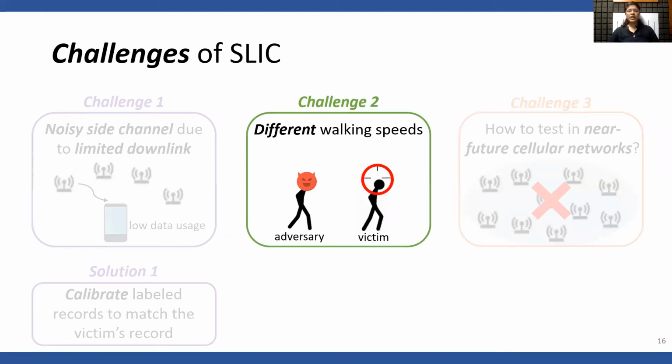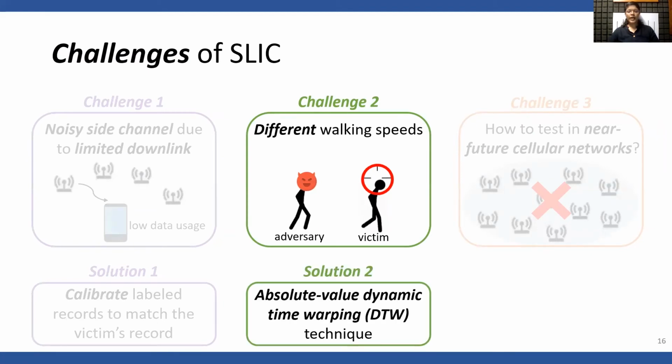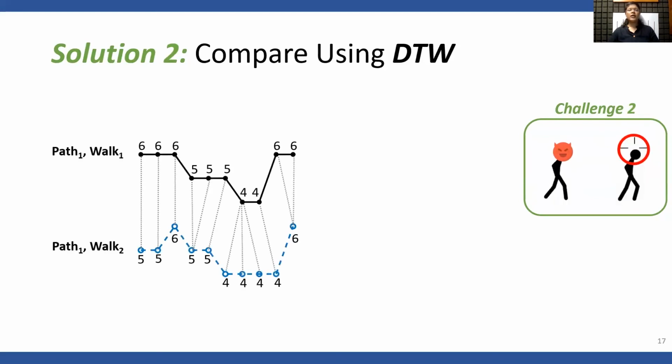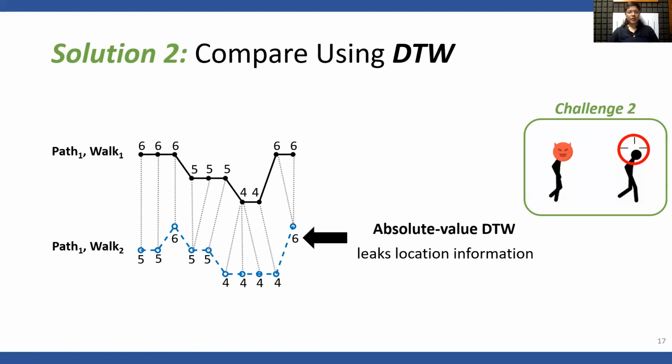To solve the second challenge of different walking speed, we employ the absolute value dynamic time warping technique. Absolute value DTW is a variation of the standard DTW technique that finds the best alignment between two walks on the same path, even when the walking speeds are different. The main difference is that we do not normalize the side channel value, and instead use the absolute value. This is because the absolute value leaks location information. For example, when a value of 6 is seen, it means that there is a spot in the walking path which has 6 secondary cells, thereby leaking that information.